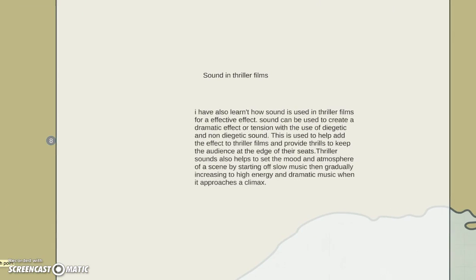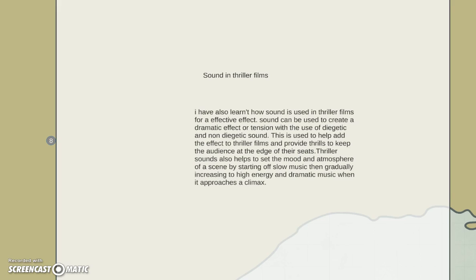And the sound in thriller films plays another important part, because I've learned how sound is used to an effective effect. Sounds can be used to create a dramatic or increase the tension of different scenes within our film trailer, with the use of diegetic and non-diegetic sounds, which are different techniques used in thriller films. This is used to help add to the effect of a thriller film and provide thrills to keep the audience at the edge of their seats.